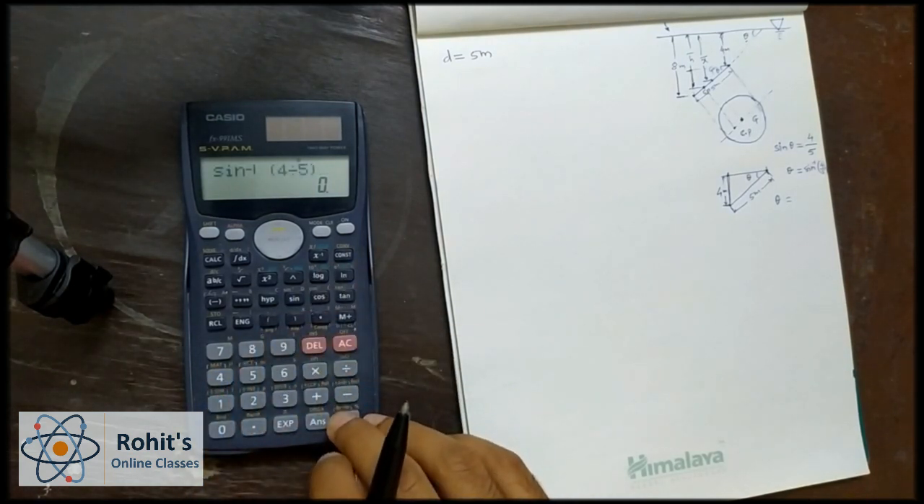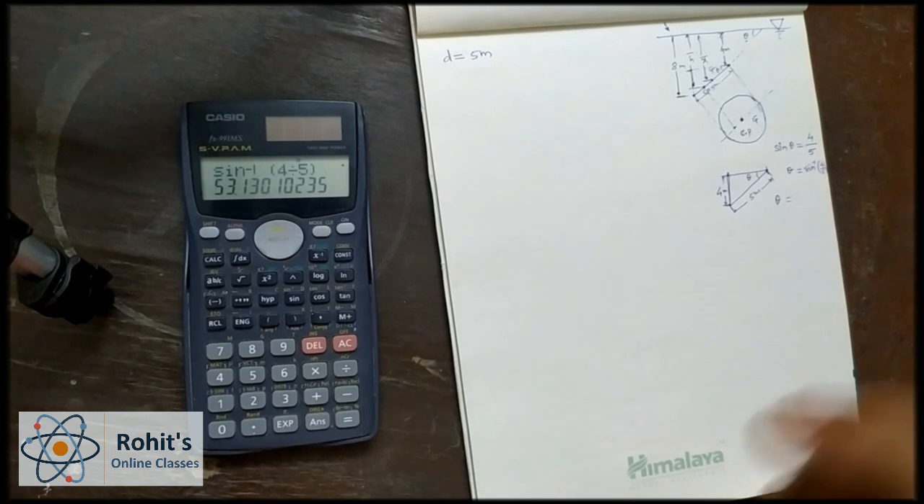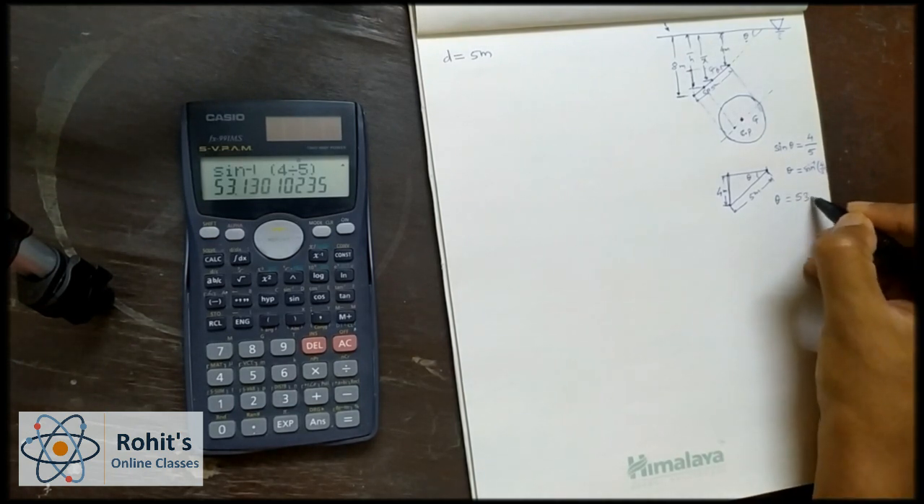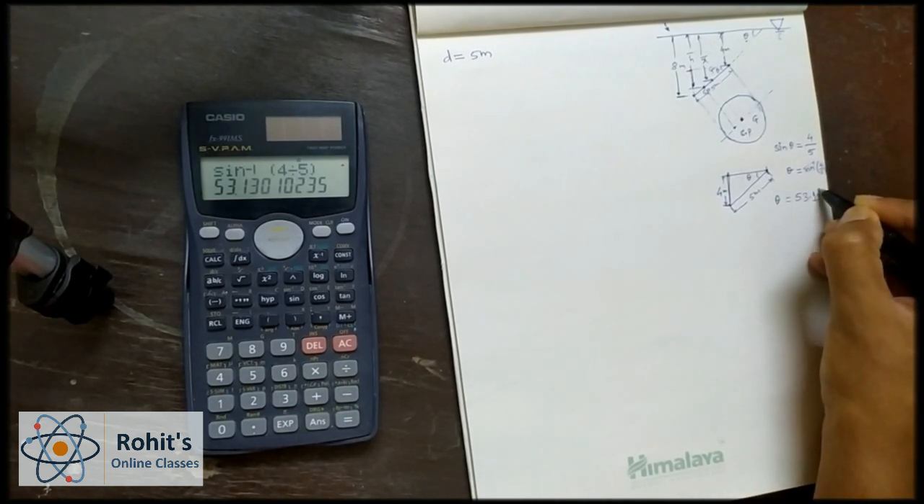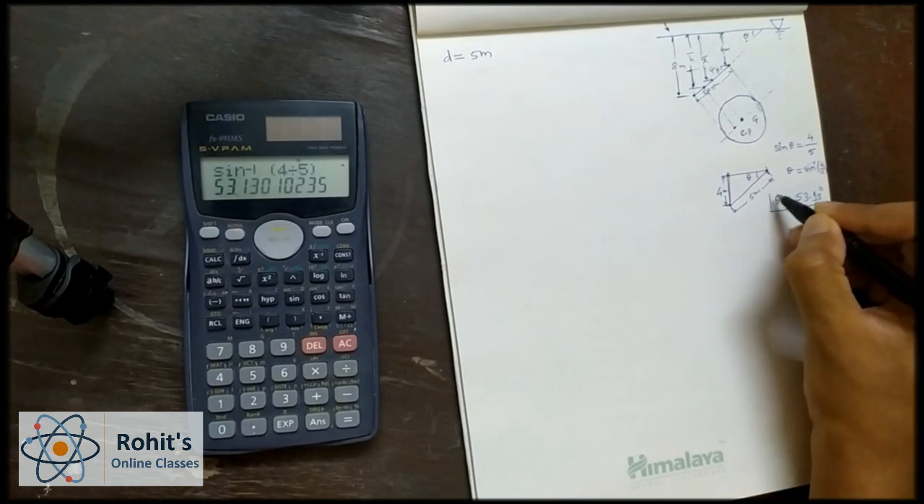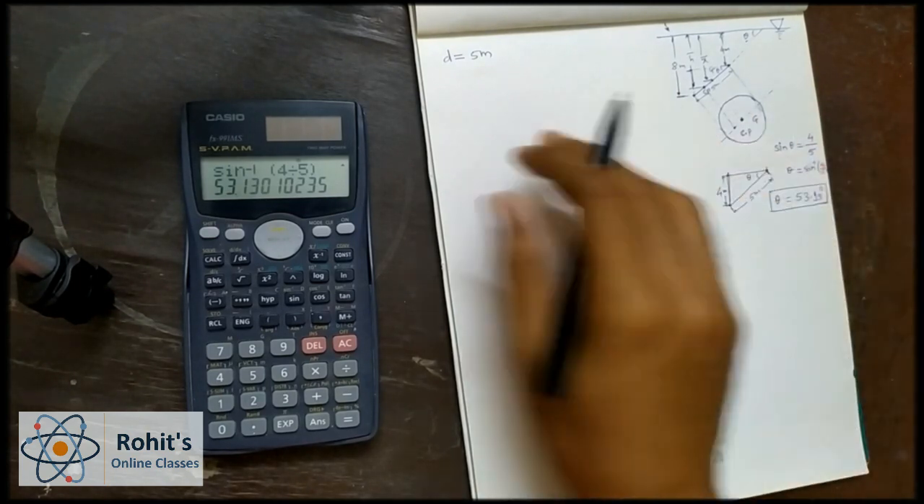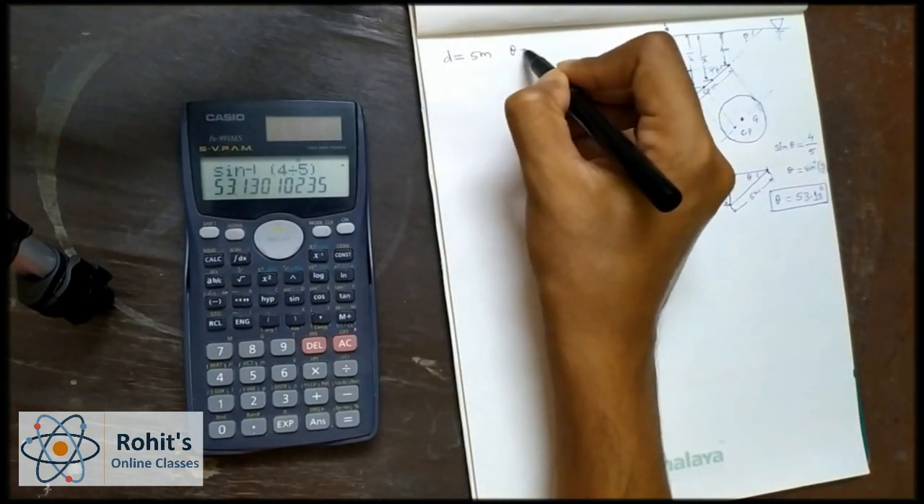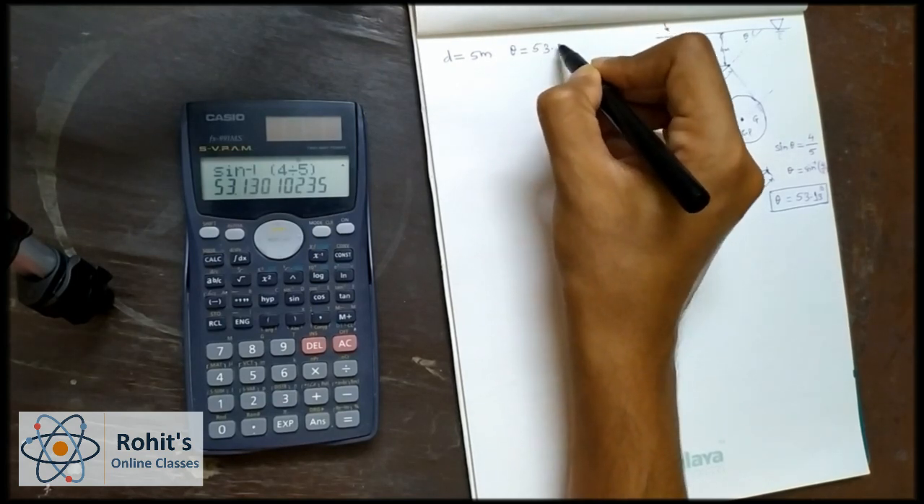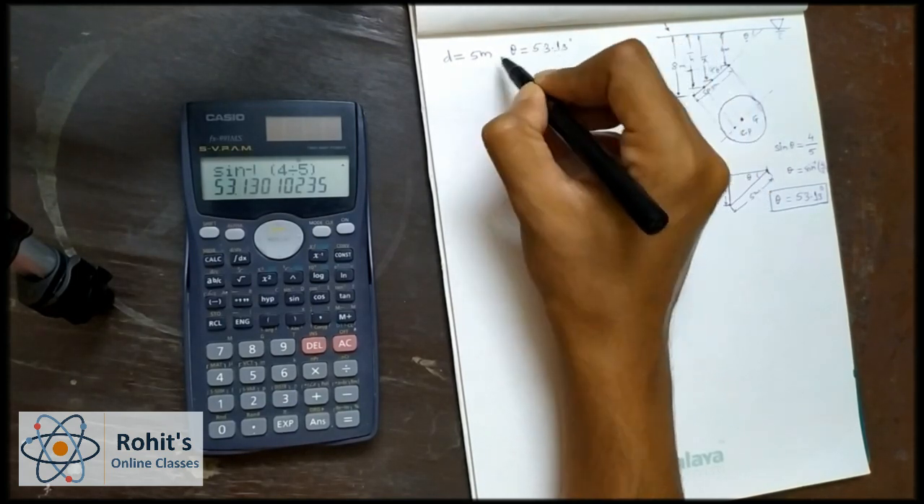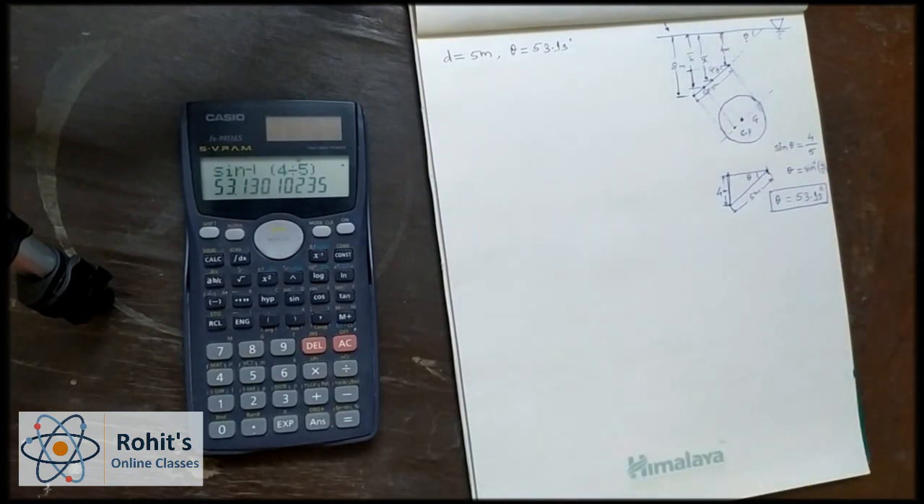So it is 53.13 degrees. Okay, so we have found out our theta. So this is theta, which is 53.13 degrees. Okay, so these are the known terms.